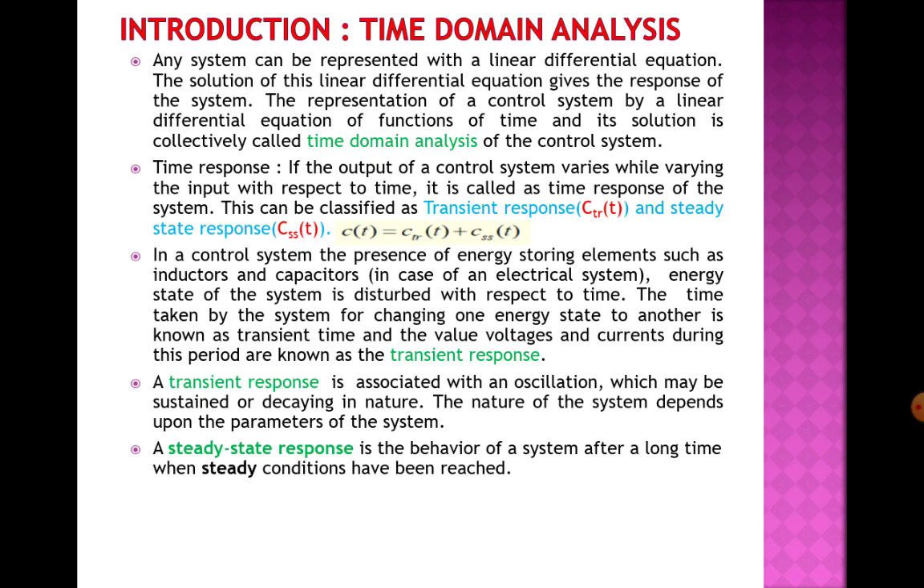In a control system, due to the presence of energy storing elements such as inductors and capacitors, the energy state of the system is disturbed with respect to time. The time taken by the system for changing from one energy state to another is known as transient time, and the value of voltages and currents during these periods are known as the transient response. A transient response is associated with an oscillation which may be sustained or decaying in nature. The nature of the system depends upon the parameters of the system.